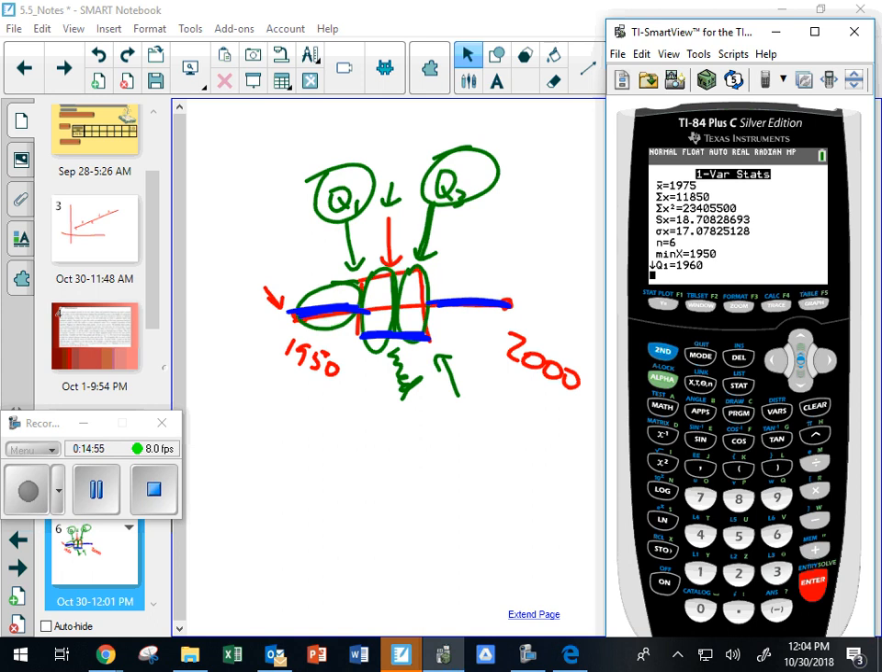What do you think X bar is? It could be the median, it could be the mode, but it's not either one. The mean, as in the average. Okay? The average is 1975. I need you with me up here.